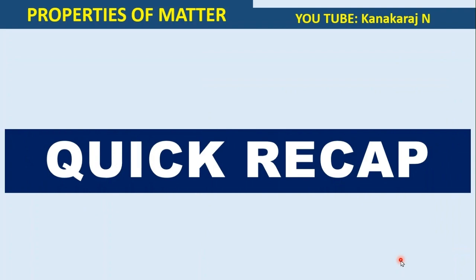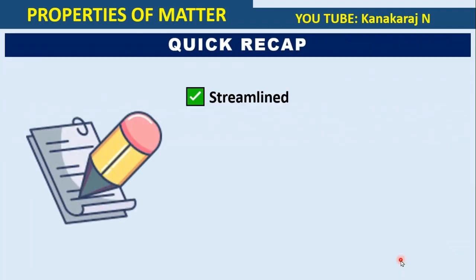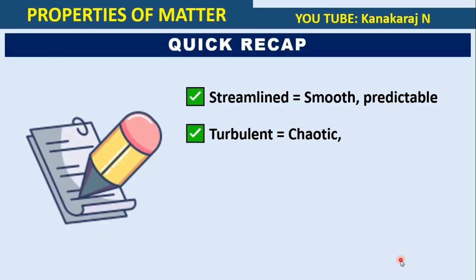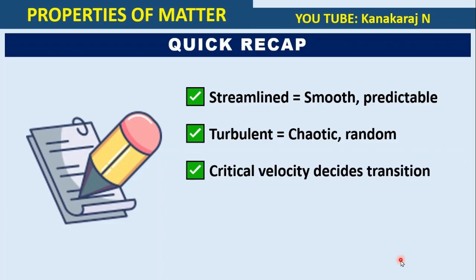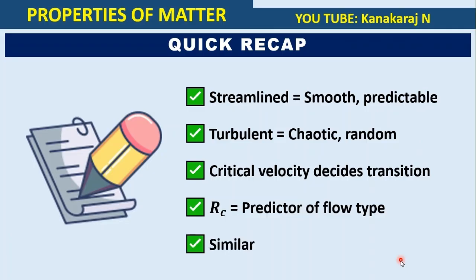Quick recap. Streamlined means smooth and predictable. Turbulent flow means chaotic, random. Critical velocity decides the transition from streamlined to turbulent flow. The Reynolds number Rc predicts the flow type. Similar Reynolds number means similar flow behavior.